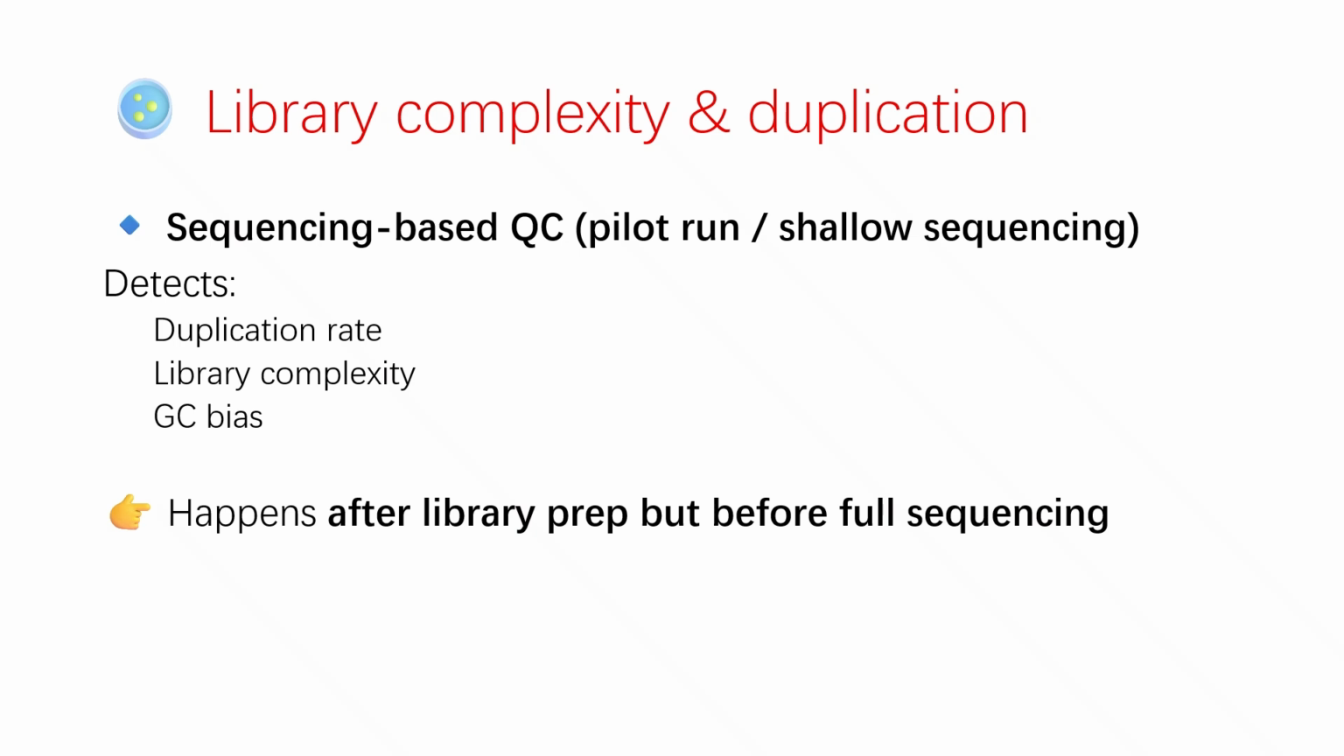Finally, sequencing-based QC uses a pilot run or shallow sequencing to evaluate library quality before full-scale sequencing. By generating a small amount of data, we can assess metrics like read quality, mapping rate, duplication levels, and bias. This helps identify potential issues early, saving time and cost. It's a powerful final check to ensure your library is truly ready for high-quality sequencing.